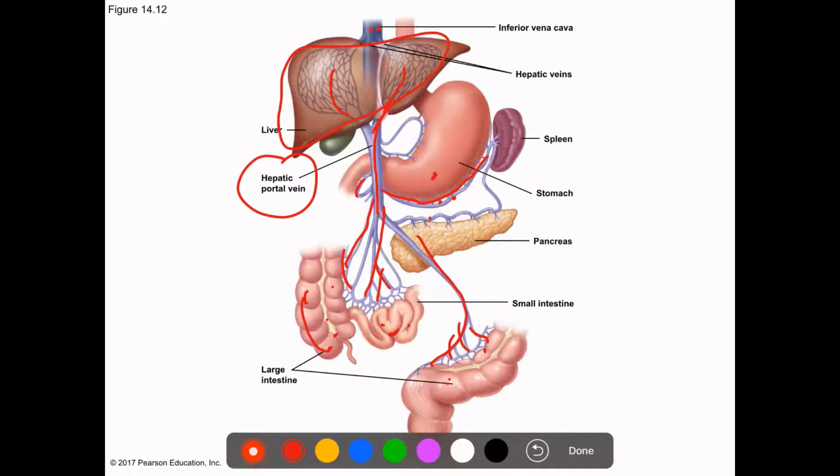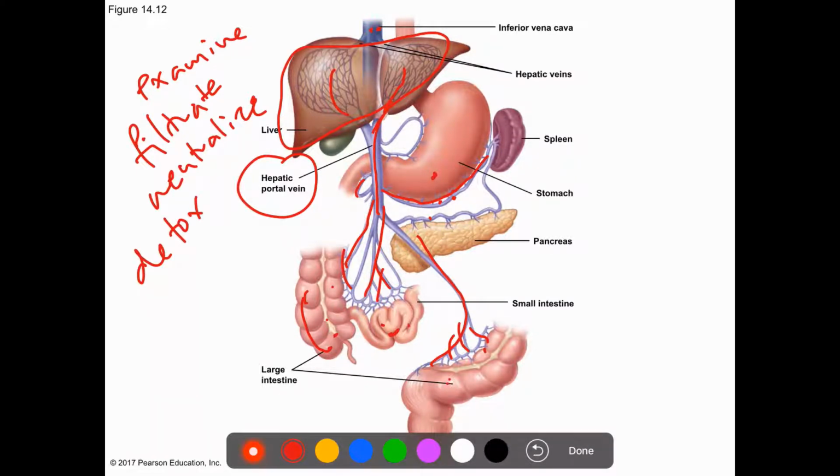examine, filtrate, neutralize, detoxify all of these materials to make sure that what goes into the blood is safe for the rest of the body. So the liver is playing a very important role in this case.